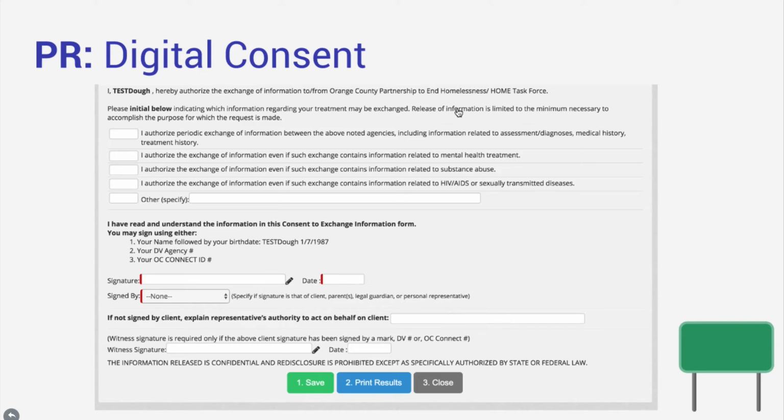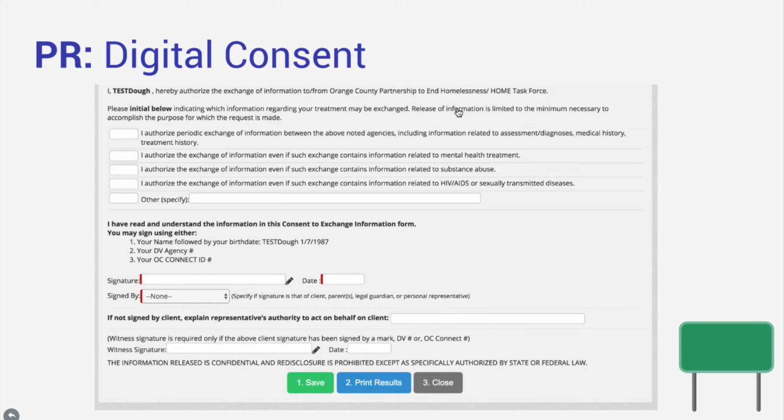You might be in a place where there is no printer, in which case please ask another service provider at CEF or at the Partnership to End Homelessness to print those results and to give them to the client. It's important that they have a hard copy of their consent, that they understand what they've consented to.